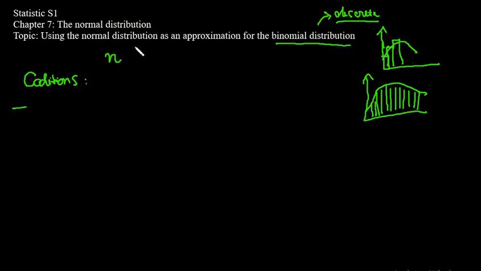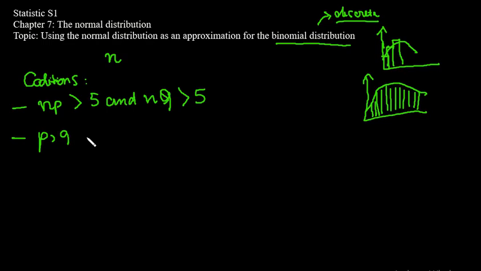So in order to find whether n is big enough or not, we have this condition: n times p greater than 5, n times q greater than 5. And p and q are not too close to 1 or 0. Let me take an example.